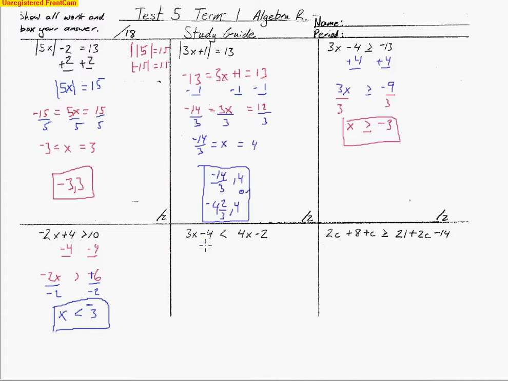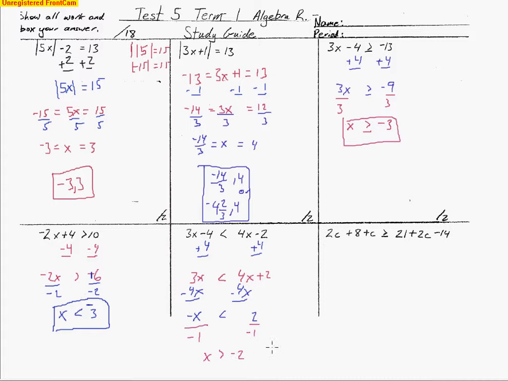Here I've got variables on both sides of the inequality sign. So I'm going to add that 4 to both sides. And when I do that, I'm left with 3x is less than 4x plus 2. So from this point, I need to subtract that 4x from both sides. And when I do this, notice that I'm getting negative x is less than 2. So when I solve, I'm going to want to divide by negative 1. And when I do that, that's going to switch that inequality sign again. So now x is greater than negative 2.